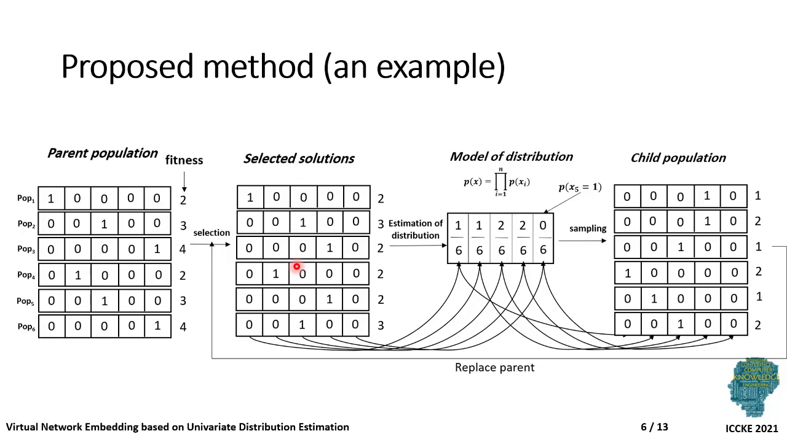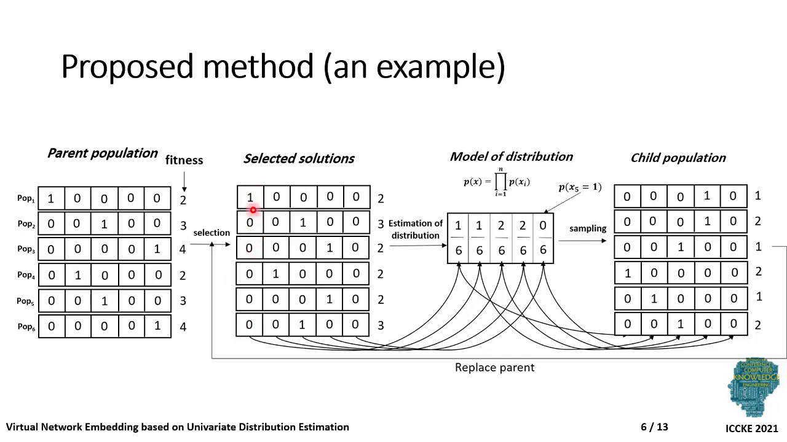Imagine that our problem is minimization. In order to optimize the minimization problem, we need to find the minimum fitness, and we select these population. The next step is constructing a distribution model. The distribution model that is constructed here can be constructed like this. For example, for each of these columns, we need to find the probability of being 1.